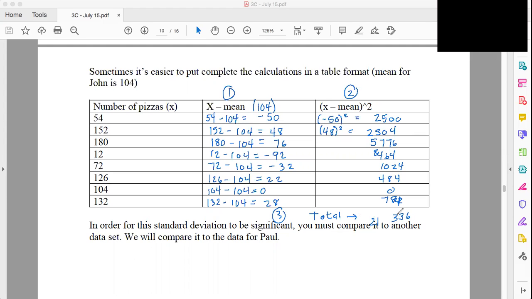If Paul's is higher than John's, then he's more deserving. If he's lower, then he is not.